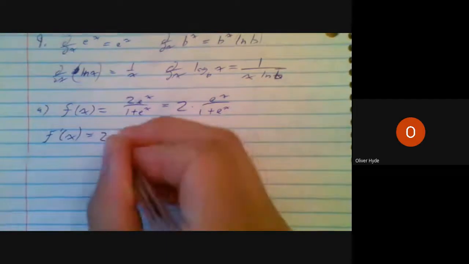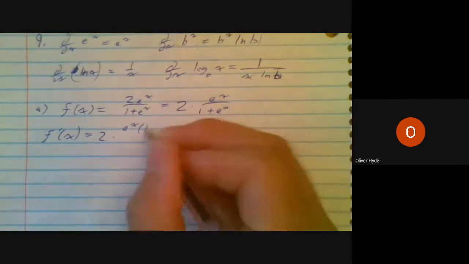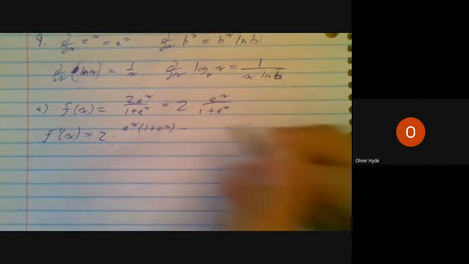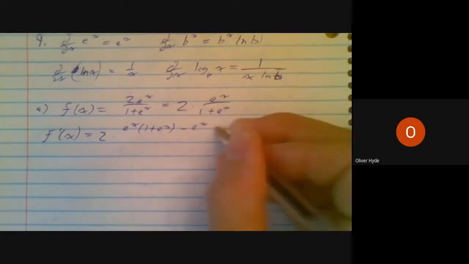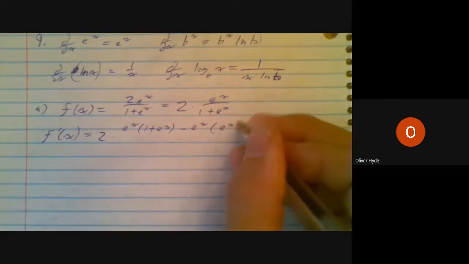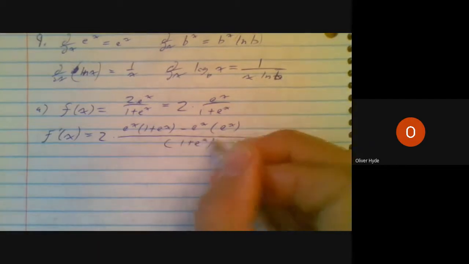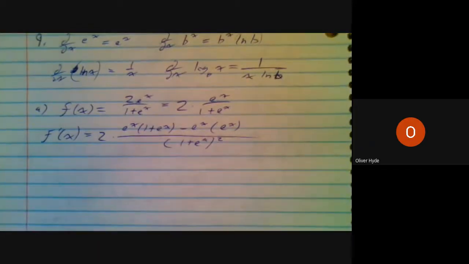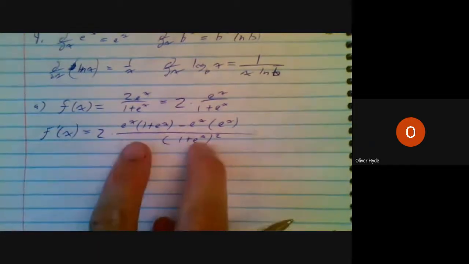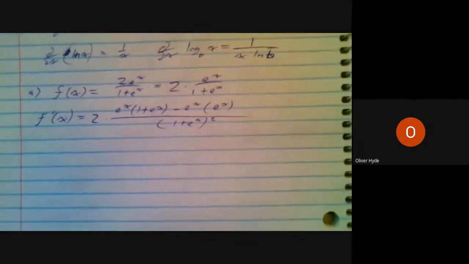So constant multiple followed by a quotient rule. Derivative of the top times the bottom minus the top times the derivative of the bottom. Derivative of 1 is 0. Derivative of e to the x is e to the x. All over the bottom squared. 1 plus e to the x squared. Okay, now I could remove a common factor or expand and simplify. Plenty of algebra available there.